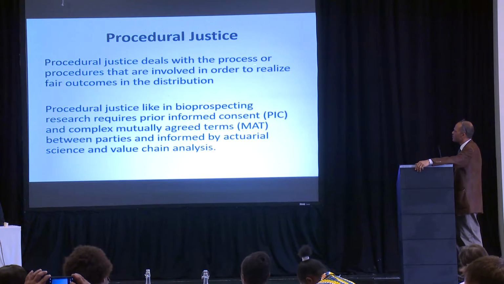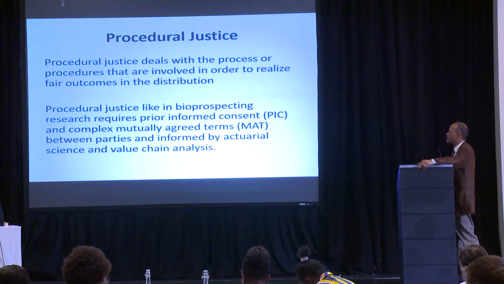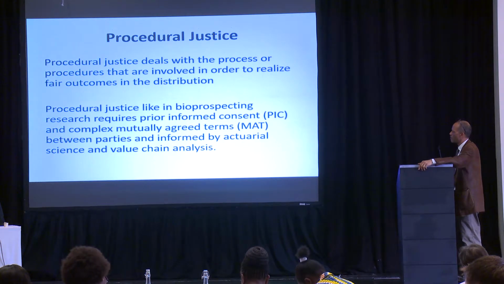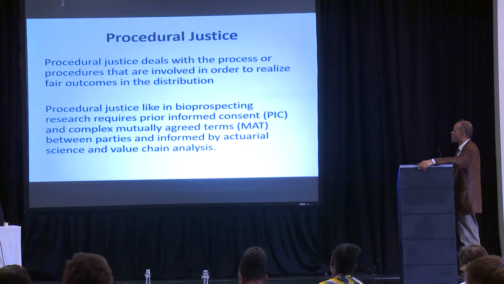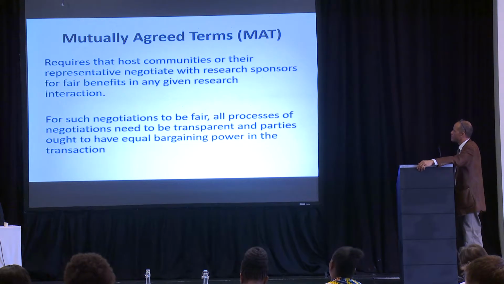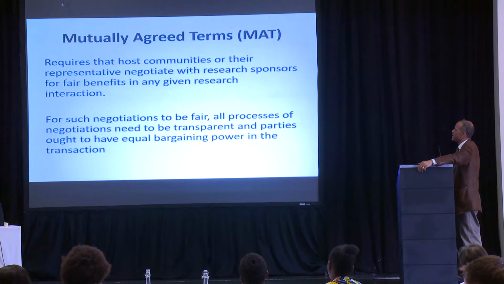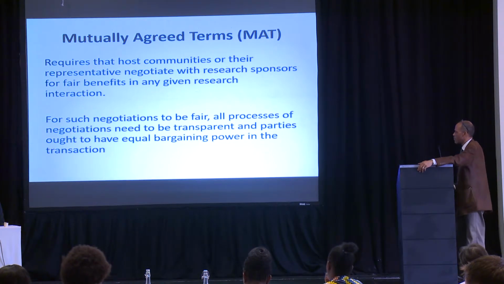It deals with the process or the procedures that are involved in order to realize fair outcomes in the distribution process. Procedural justice, like in bioprospecting research, requires prior informed consent. People need to sit around a table and understand what you're doing before you actually engage in research. And these mutually agreed terms require that the host communities or their representatives negotiate with the sponsors for fair benefit.